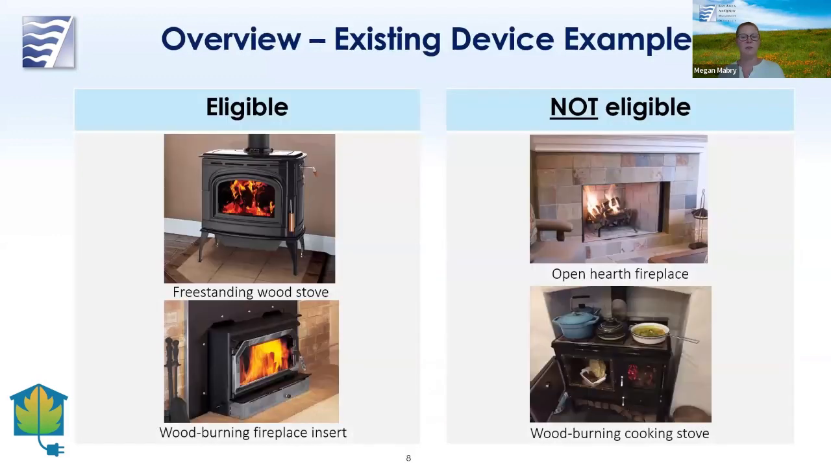Here are some examples of eligible and ineligible existing devices for clarity. The left side shows eligible devices, such as the freestanding wood stove at the top and the wood-burning insert at the bottom. The right side shows ineligible devices, such as an open hearth fireplace at the top and a wood stove that is used for cooking, not heating, at the bottom.